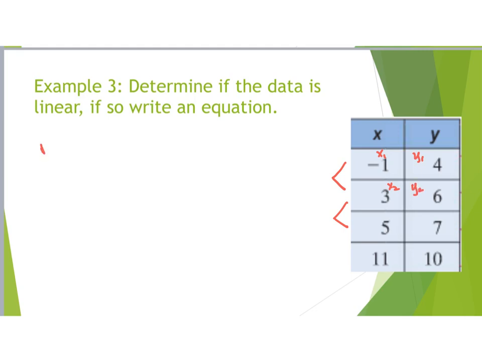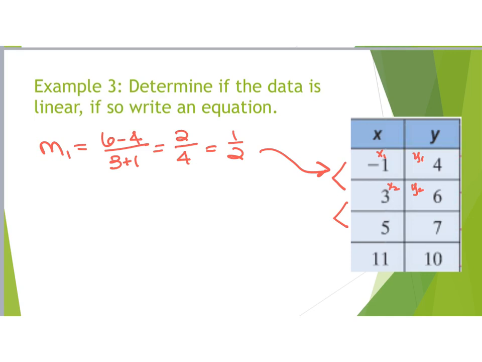So I'm going to calculate my first slope, and I have 6 minus 4 divided by 3 minus a negative 1, which becomes 3 plus 1. 6 minus 4 is 2. 3 plus 1 is 4. Or I get a slope of 1/2. And that is going to go right here.